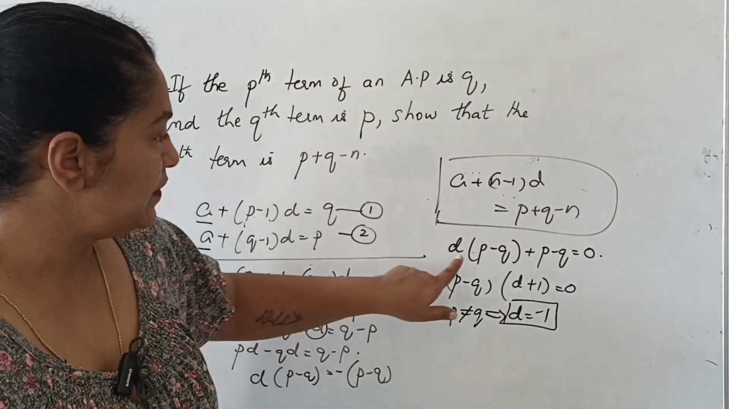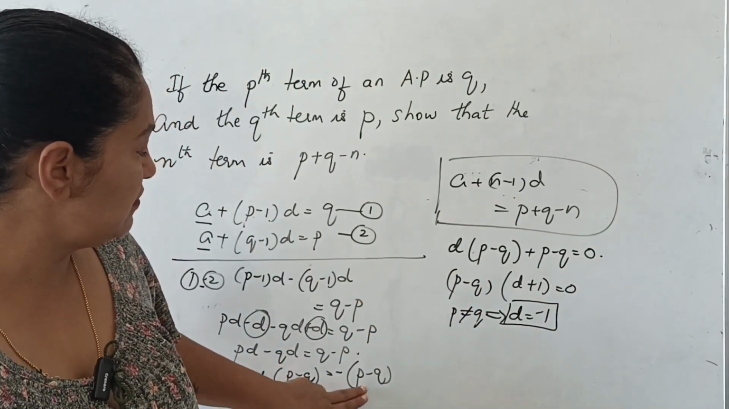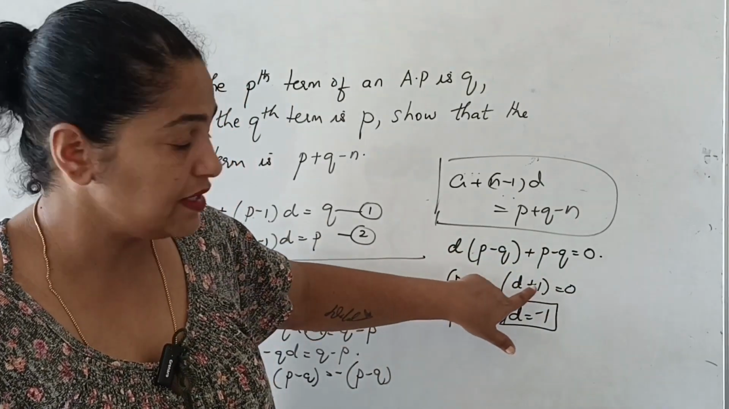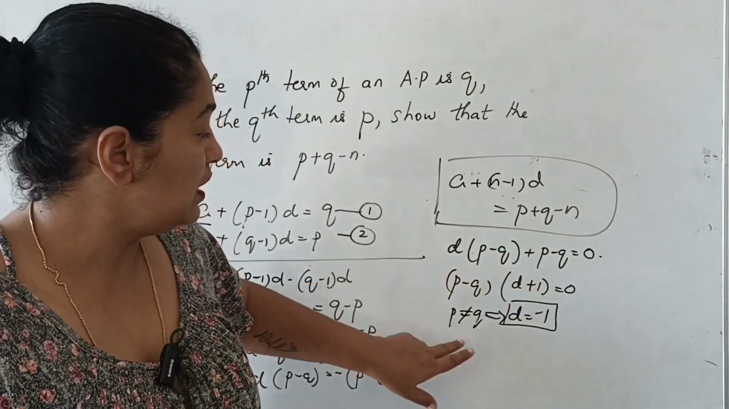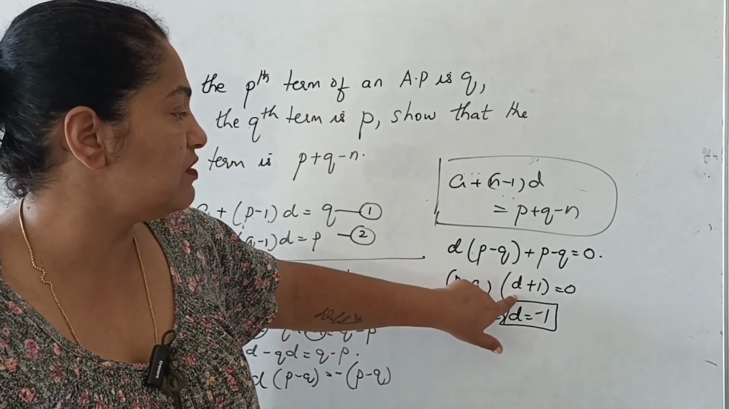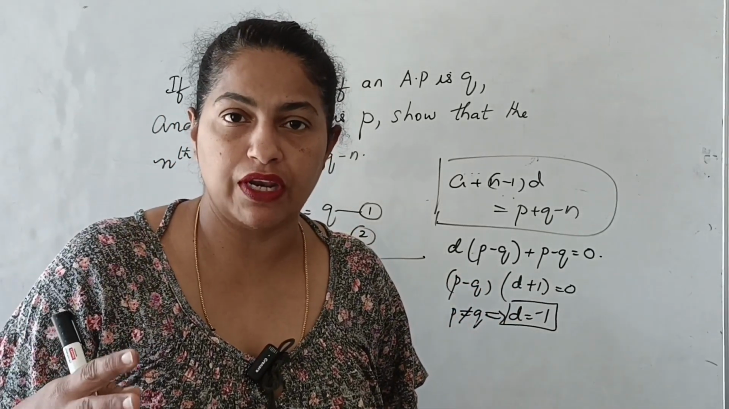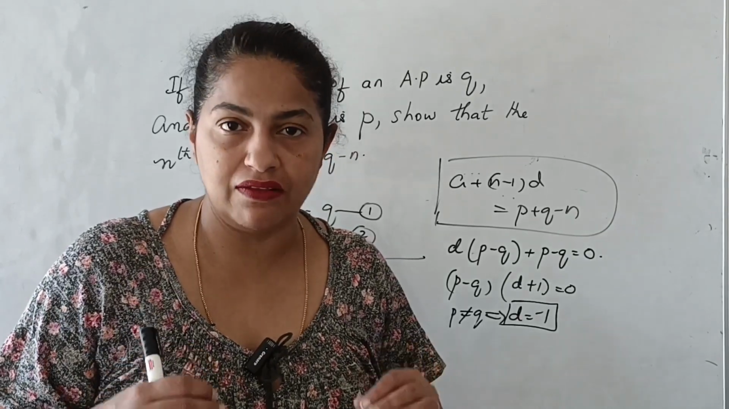So from here, I have written it over here. This term I have taken to the LHS. Now P minus Q is common, so I will get inside the bracket D plus 1 is equal to 0. Now here P is not equal to Q, so this term is 0. So D is equal to minus 1. So I am getting the common difference of this particular progression as minus 1.